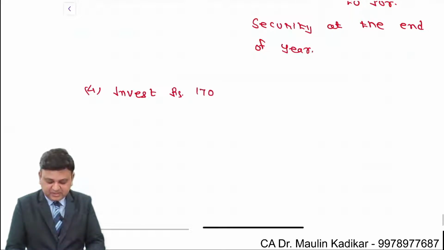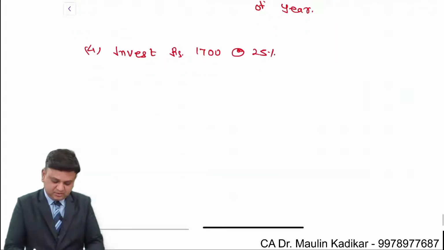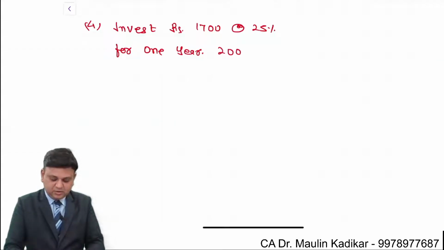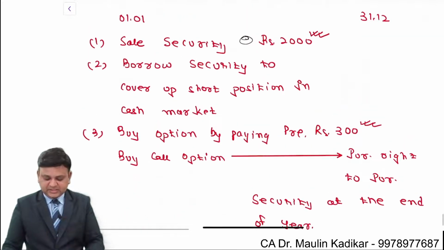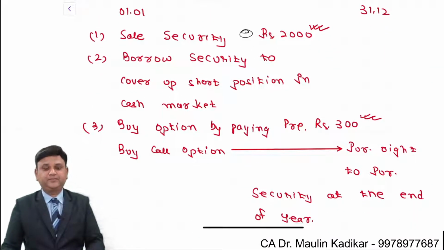So fourth is invest rupees 1700 at the rate of 25% for 1 year. How this 1700 is calculated? 2000 minus 300. So these are the transactions in which you will enter upon on 1st of January.